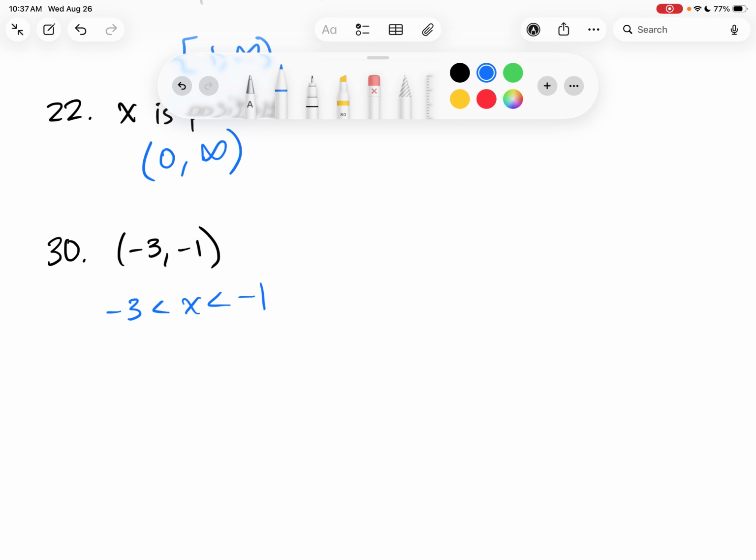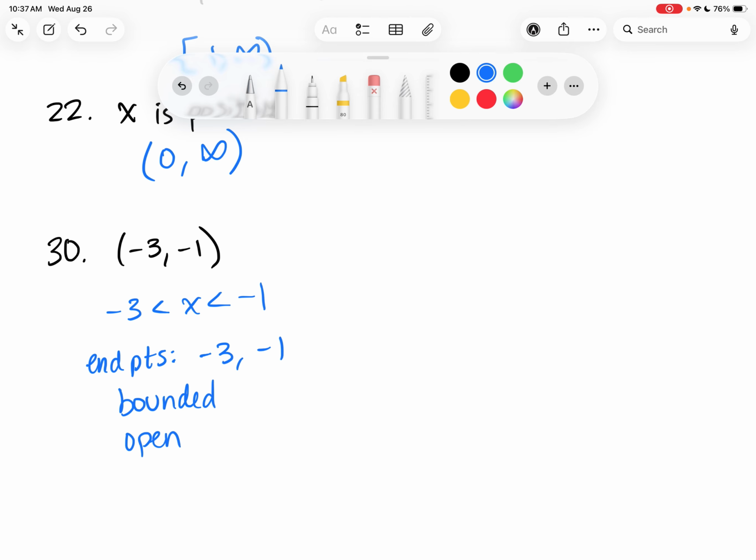Next thing, it wants the endpoints. -3 and -1. Yep. And then it wants to know, is it bounded or unbounded? And then its type, so like open or closed. Probably gonna need to look at your notes to figure that out. It is bounded, and it's open. Bounded and open.